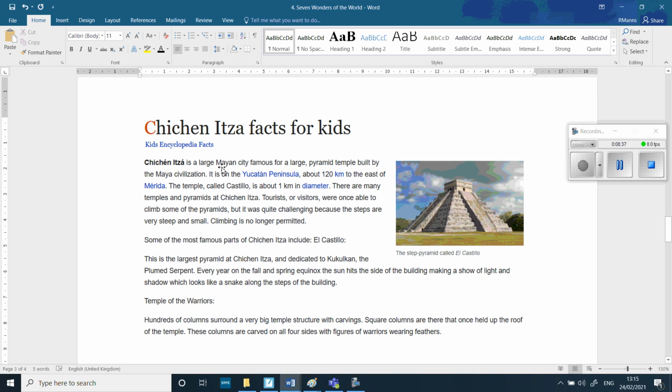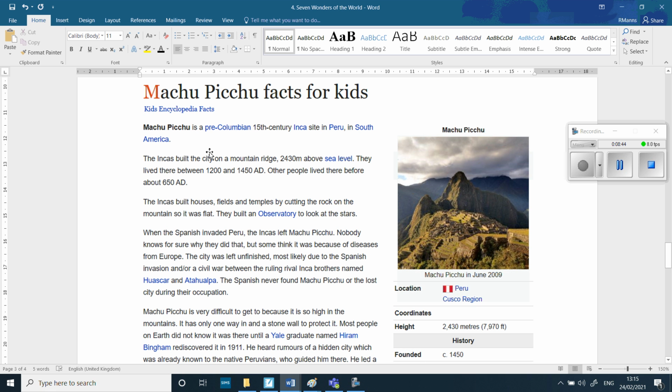Chichen Itza is one, which is a large Mayan city. If you've done the Mayan periods, you'll have learned about that one. Machu Picchu in Peru is an incredible place there. You can see the picture.